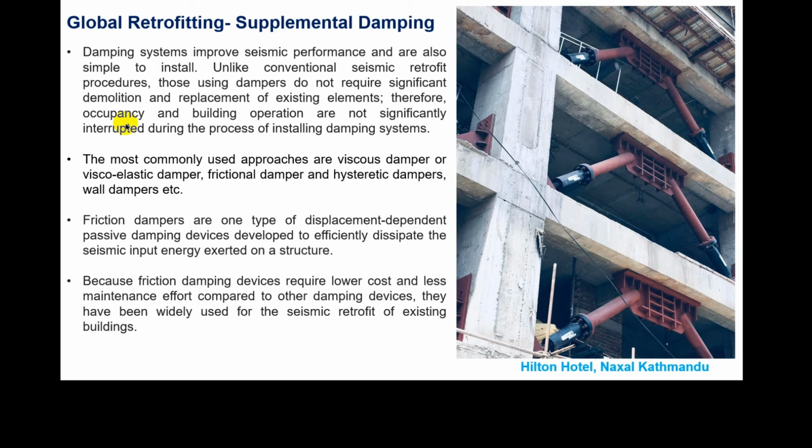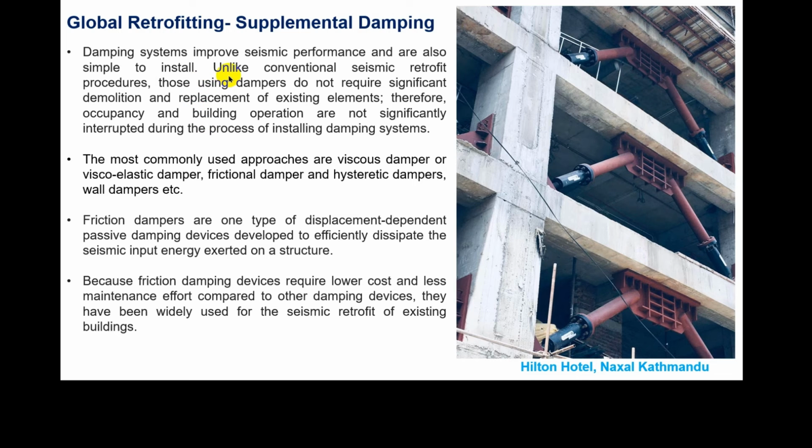Here, another global retrofitting technique is supplemental damping. If we see this photo here, these are the dampers provided in each floor of the building where there is a critical zone. As we have already explained, this photo is taken from the Hilton Hotel Kathmandu. These dampers are the first dampers incorporated or applied in a building in Nepal. They are the first dampers, and after this, other projects have also introduced this type of damper or wall damper.